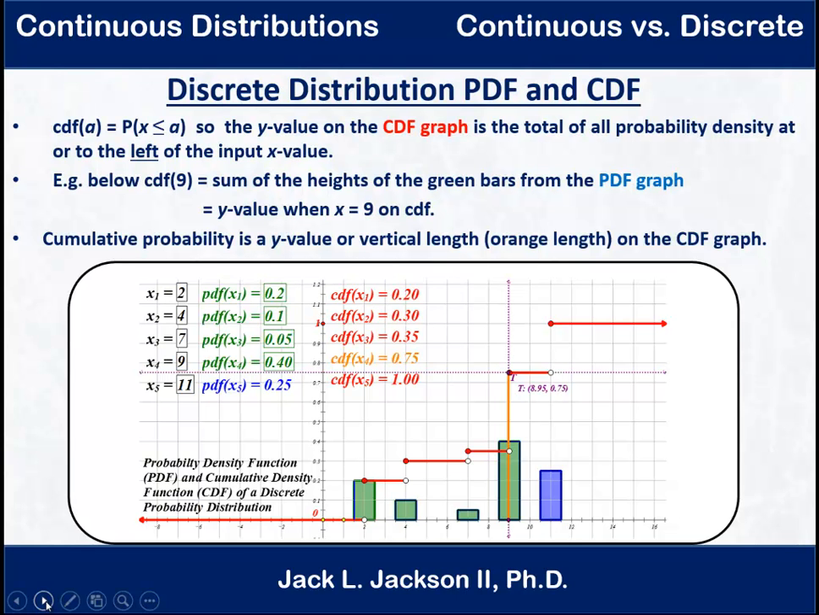Again, CDF is the probability to the left. So notice all the green bars are at or to the left of the x value that we're talking about. CDF of A is the probability that x is less than or equal to A.